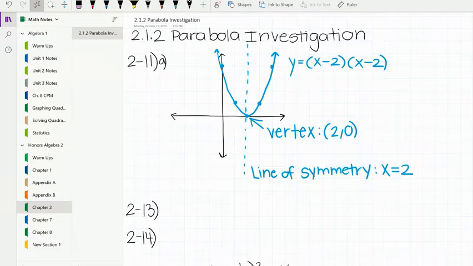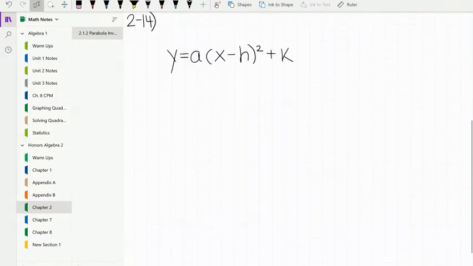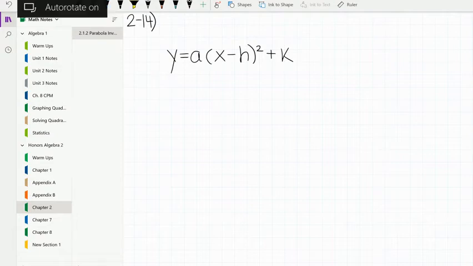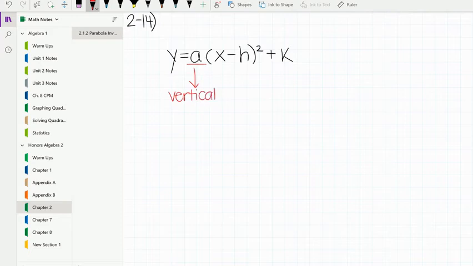All right, so you should have paused it. What I'm going to do is just kind of summarize everything that you should have learned from that section. So after 14, you can just write this right underneath it. This is basically our general equation of a parabola. So we're going to talk about each part. So we have the A value. Well, this is the vertical stretch or compression.